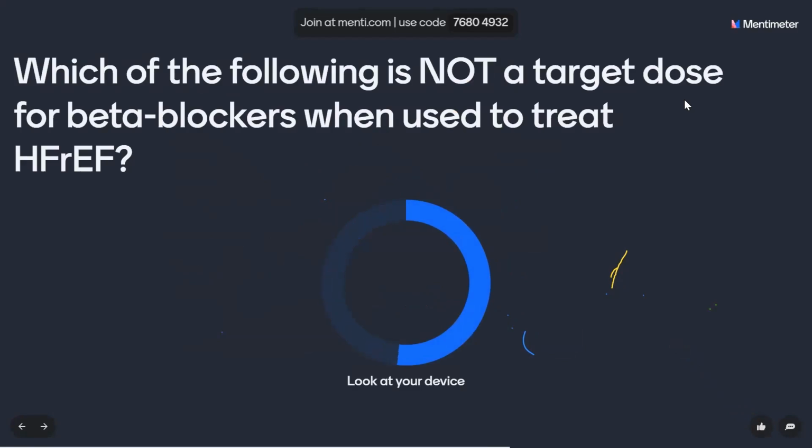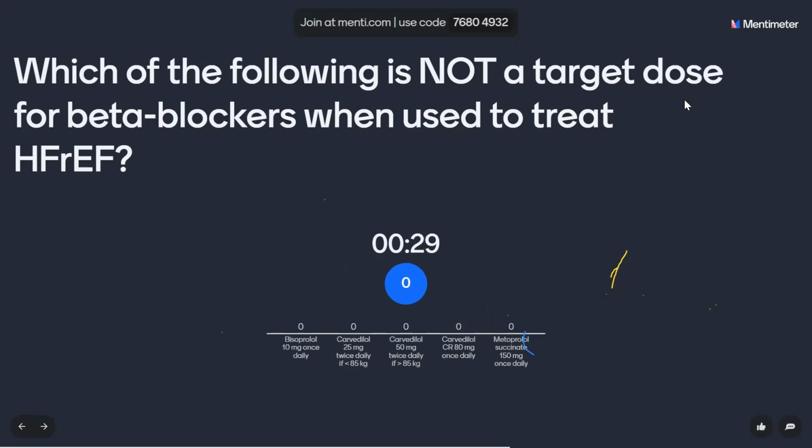Which of the following is not a target dose for beta blockers? So 4 of these are correct. 1 of them is not. Bisoprolol 10 milligrams once daily, carvedilol 25 twice daily if less than 85 kilos, carvedilol 50 twice daily if greater than 85 kilos, carvedilol 80 once daily, that's the extended release, or metoprolol succinate 150 once daily.